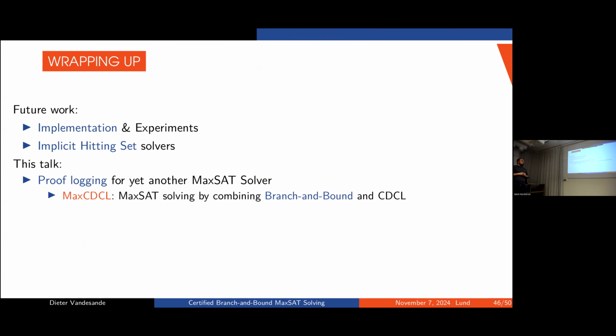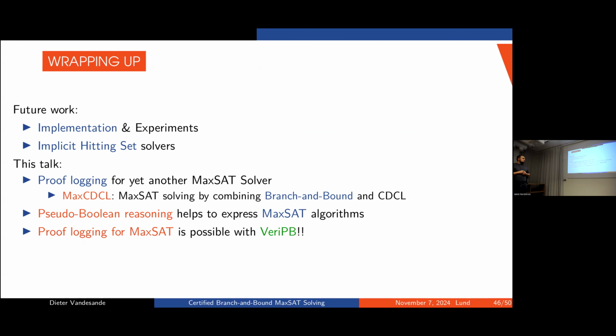So in this talk, we have shown how to add proof logging to another MaxSAT solver, namely MaxCDCL, which is a branch and bound solver. And we have shown that pseudo-Boolean reasoning really helps to express these MaxSAT algorithms. So proof logging for MaxSAT is possible with VeriPB. And that is, I think, one of the main takeaways here. So that's it. Thank you for your attention.